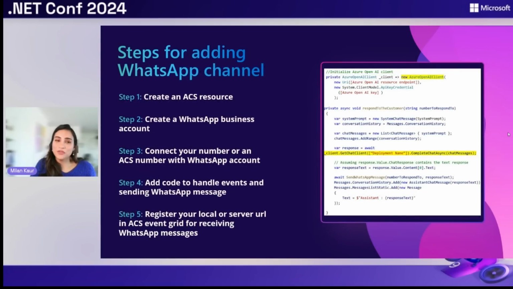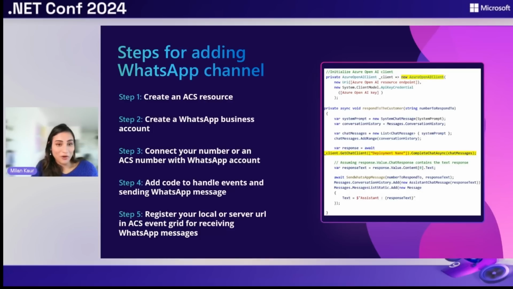What were the steps we did for adding WhatsApp channel? We created an Azure Communication Service resource. We connected a WhatsApp business account to this resource, and then we got the channel ID and we got the connection string. We used that in our application. The application had something called handle grid events. That is the function that receives notification, and then you can use that in the application.